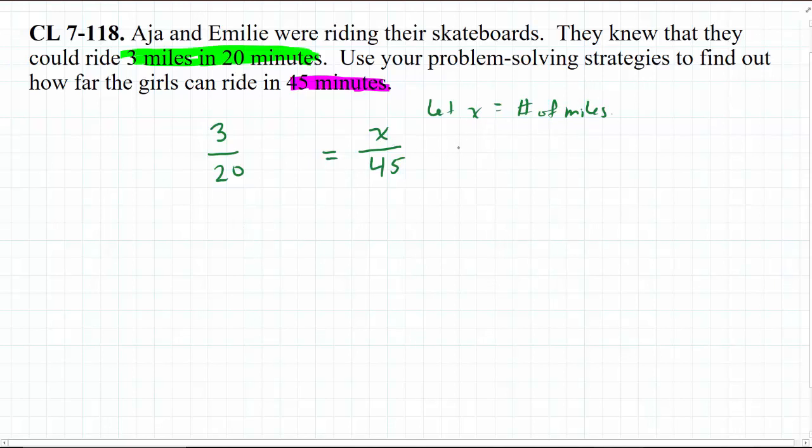Okay, so we know the 3 strategies. We can either use the giant one, we can do undoing division, or we can use cross multiplication, or the fraction busters. In this case, I think it might be easiest to just get rid of this divided by 45 and use the undoing division strategy.